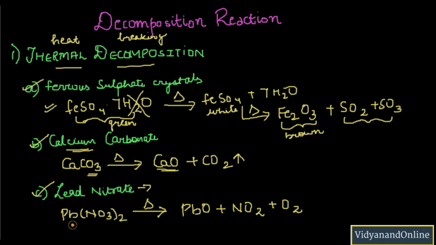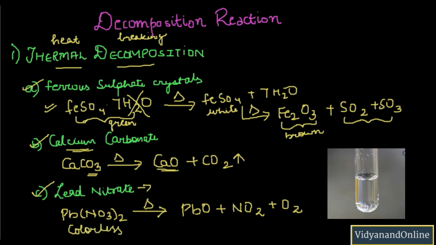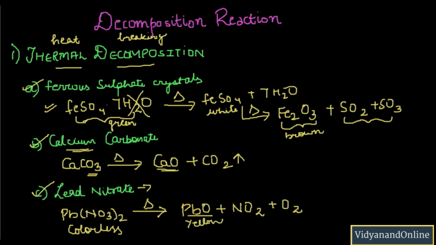This lead nitrate is basically a colorless compound, whereas lead monoxide is a yellow compound, and nitrogen dioxide is basically brown fumes. So in every reaction we can see that we had a single reactant, here, here, and here, and we are getting multiple products. Now our reactions are still not complete. We have to balance them.